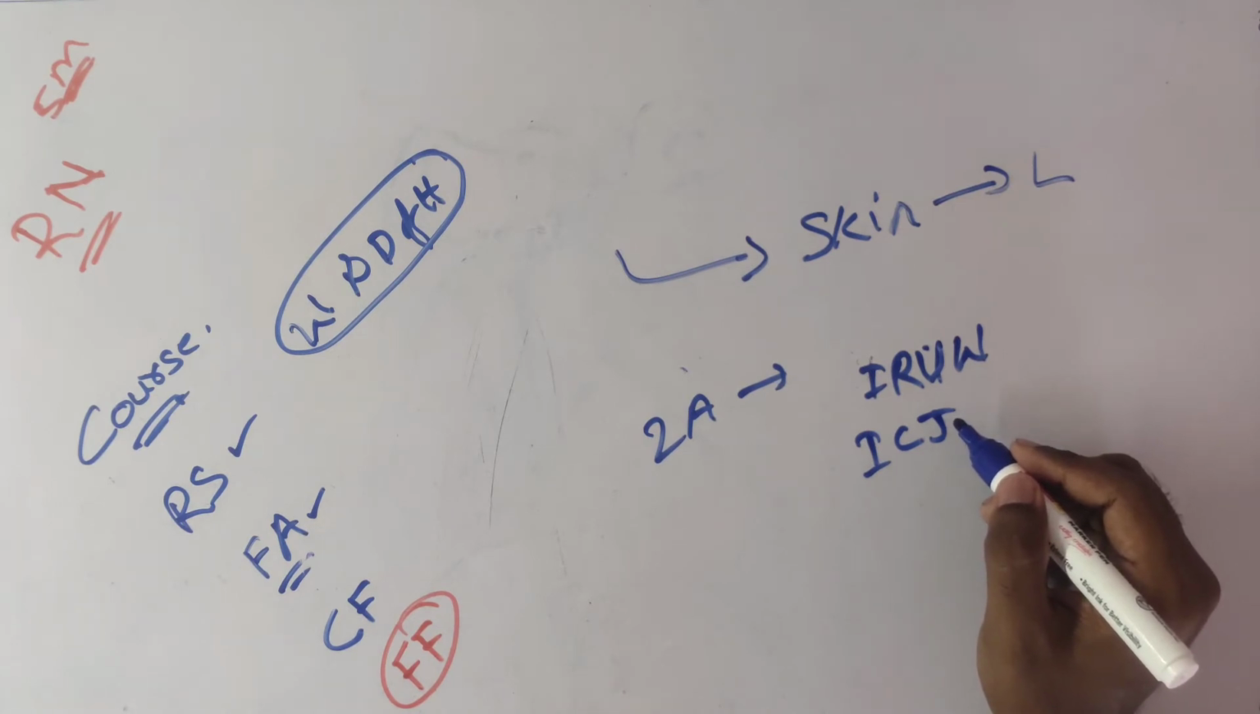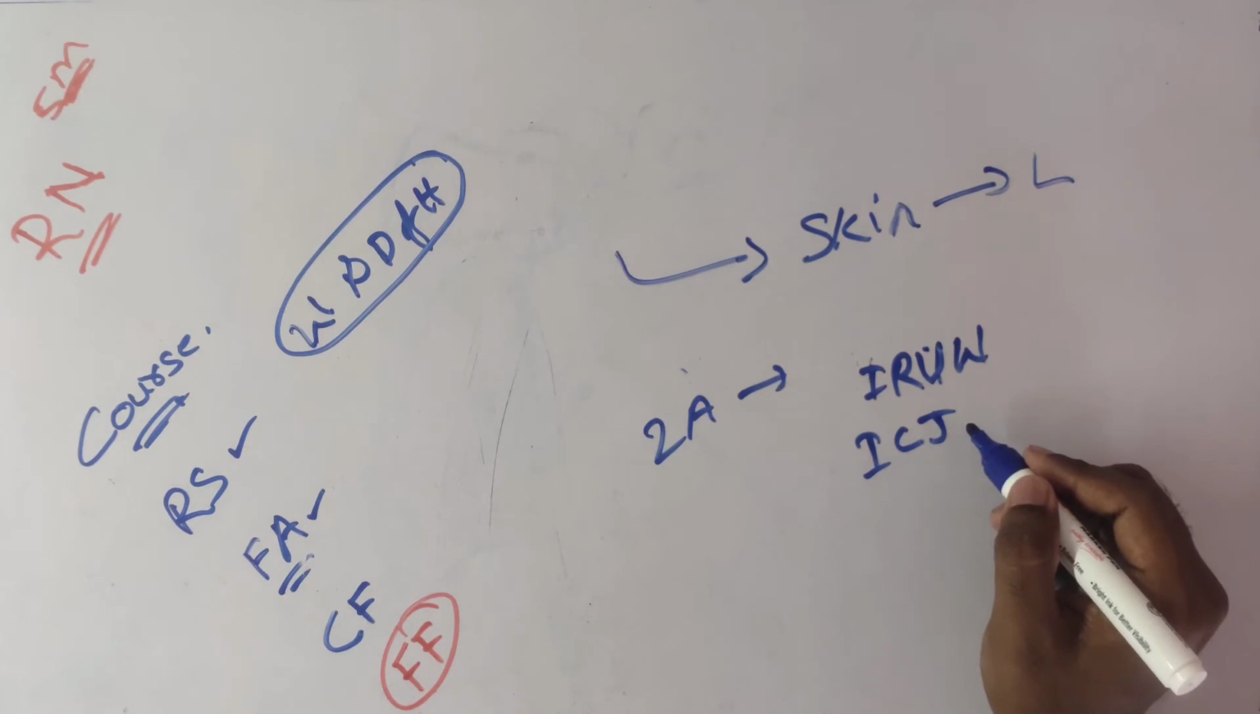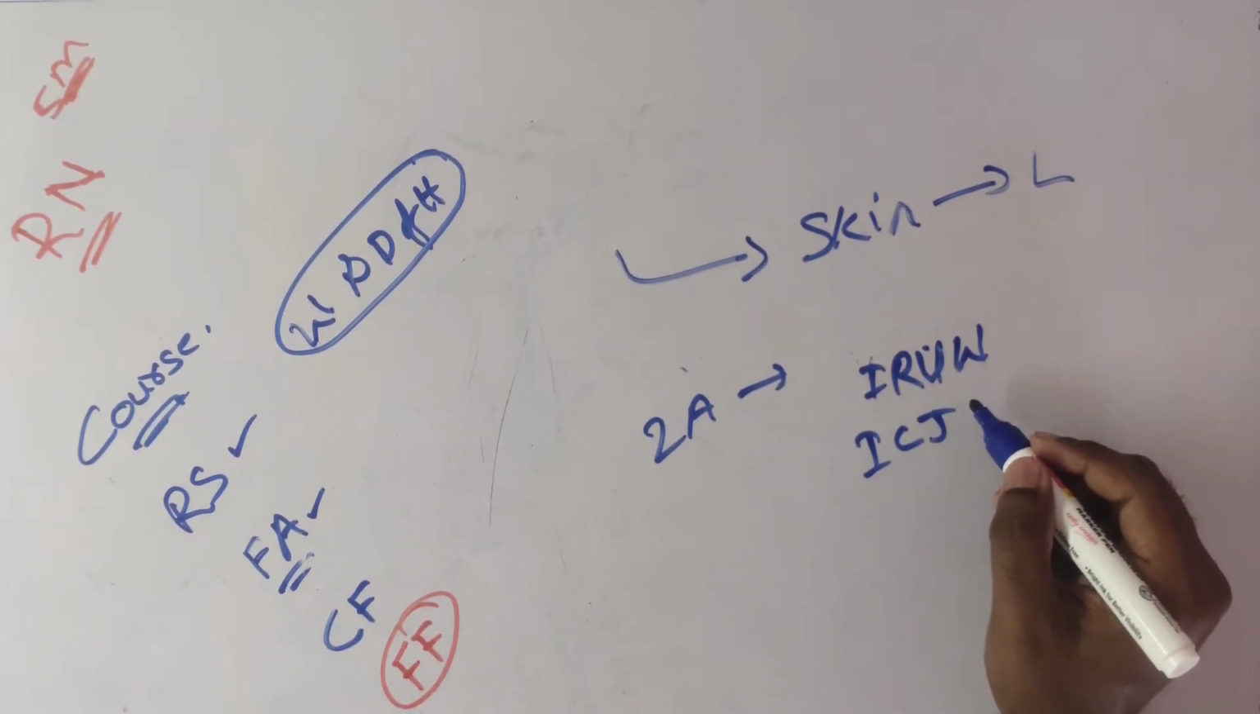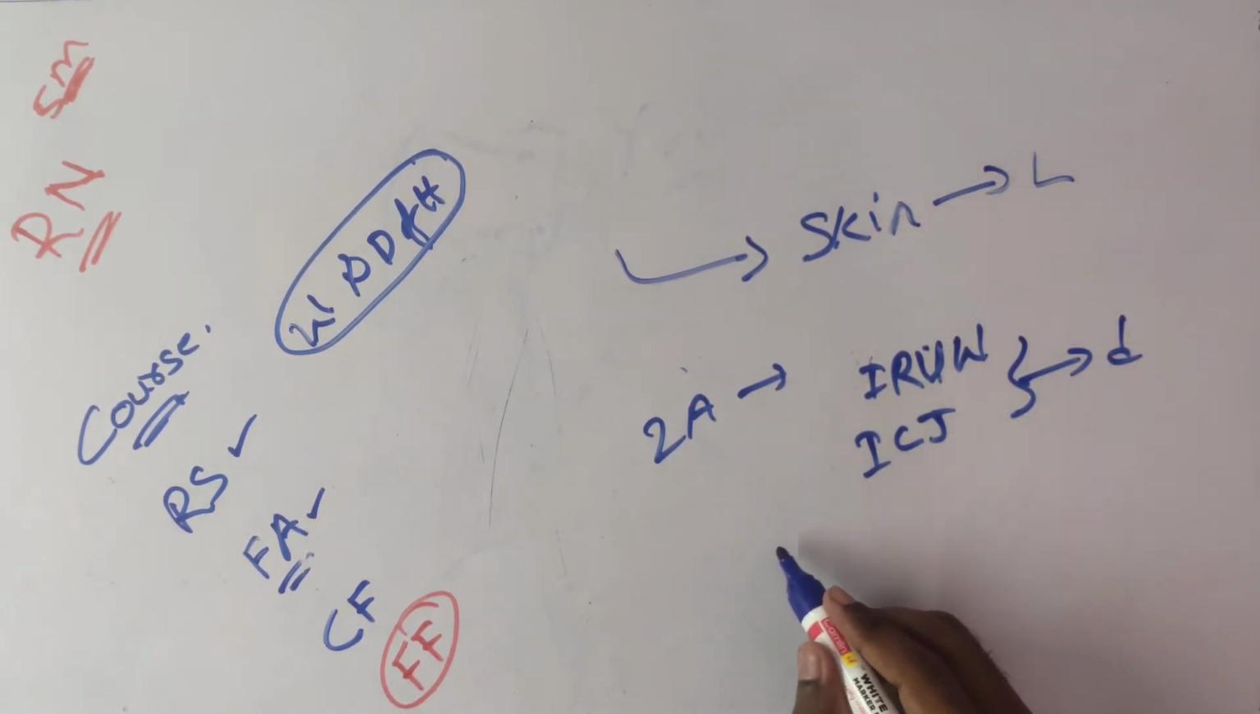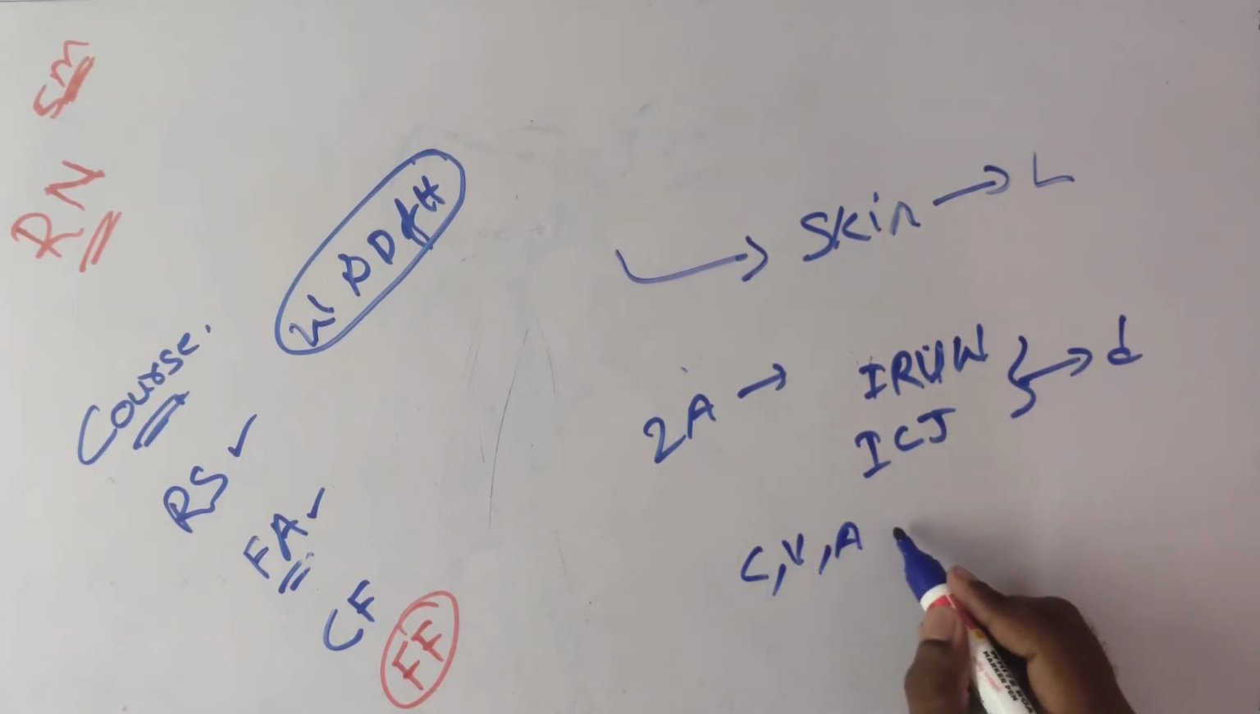And it has cutaneous and vascular branches as well as articular branches at the region of these two are deep branches. Now coming to the superficial branches, there is cutaneous branch, vascular branch as well as articular branch.